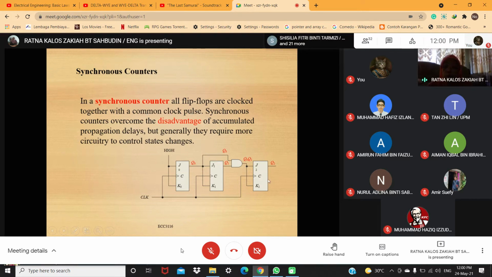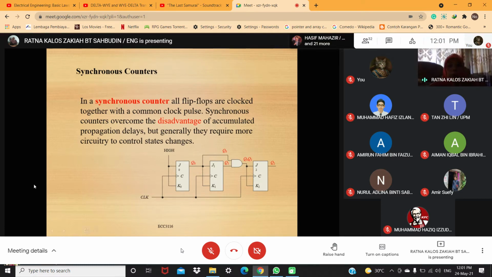So look at this diagram. You have this first stage, second stage, third stage, the clock all connected to one clock. That is the difference between asynchronous and synchronous. Synchronous, one clock connects to all. Asynchronous, one clock only connects to the first stage. The following stages, the clocks are connected to the previous stage of the flip-flop.